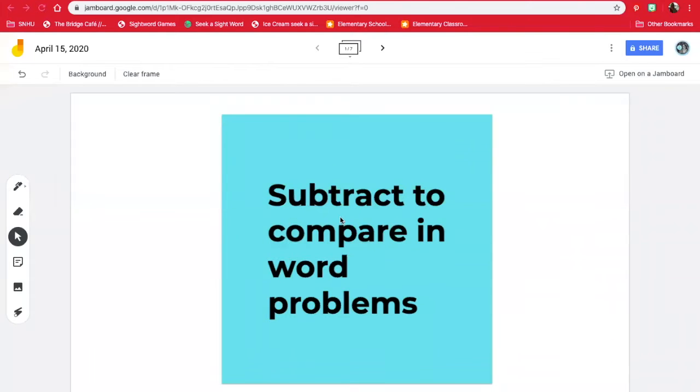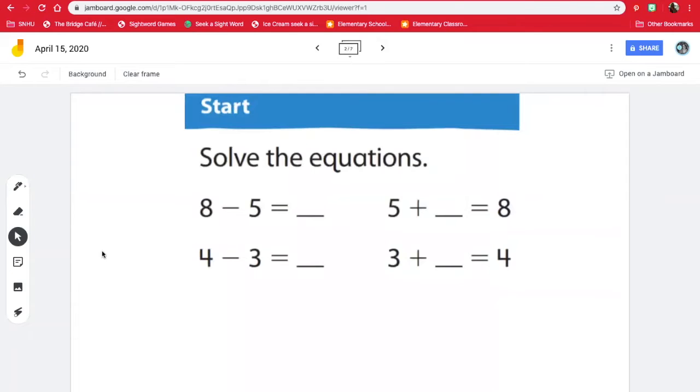Hope you're ready for another exciting day of remote learning and another exciting day of learning about subtracting to compare in word problems. So here we go. Subtract to compare in word problems. All right, let's start here.